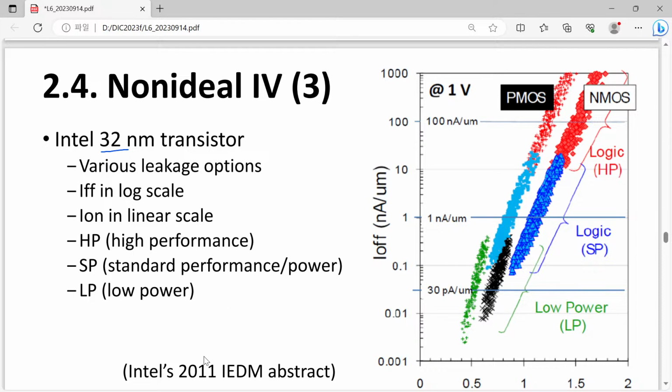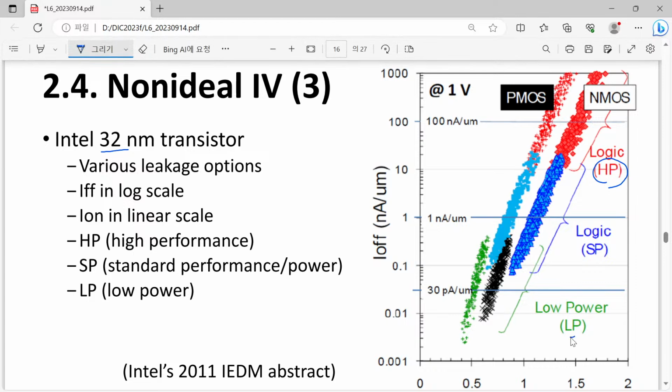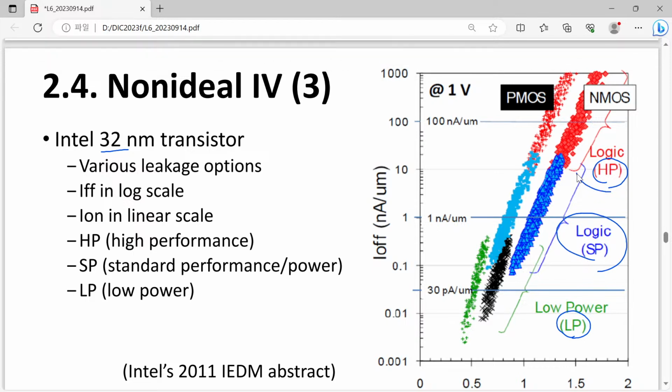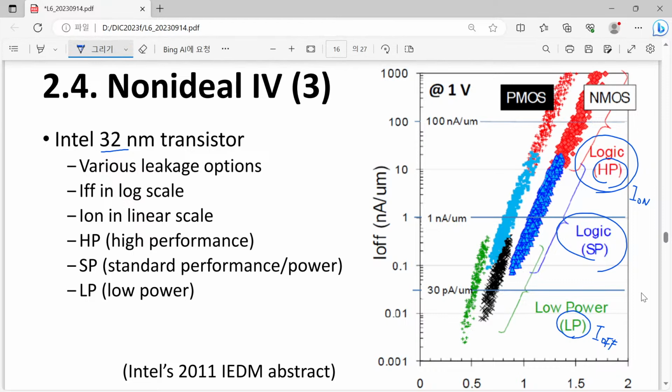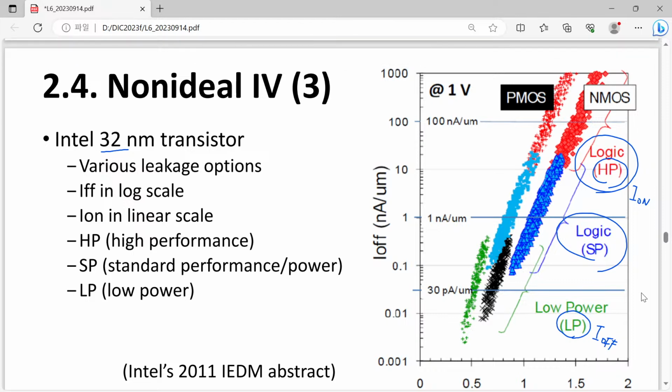It was the state of the art about 10 or 12 years ago, and it shows many different options like high performance and low power, and in between we have a standard one. It's quite reasonable. One is heavily focused only on performance. I mean that this one is focused on on current, and this one is highly focused on off current, and we have a balanced one, not that powerful, not that leaky. So that is called the standard one.